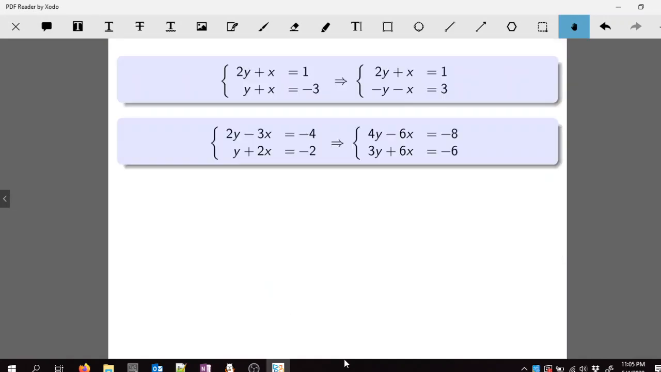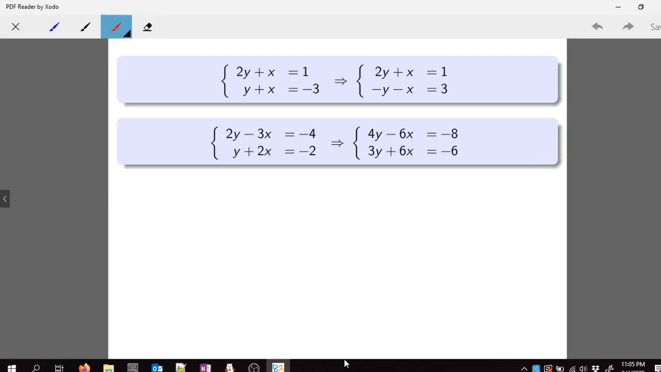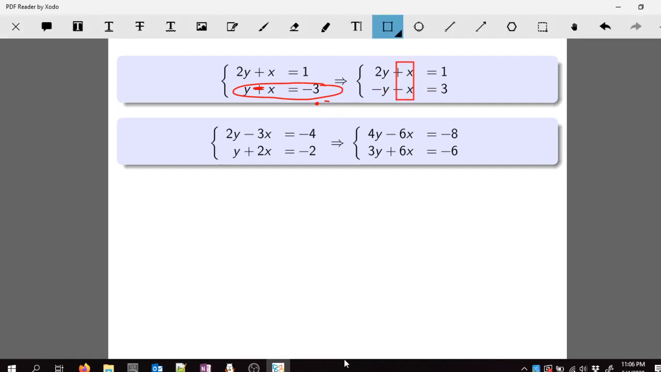Let's look at some more. For this system, 2y plus x equals 1, y plus x equals negative 3, I can get this x eliminated if I make it negative. I want a negative x right here. So I multiply this whole bottom equation by a negative 1, and that gets me minus y minus x equals 3. And now x will eliminate if I add them together.